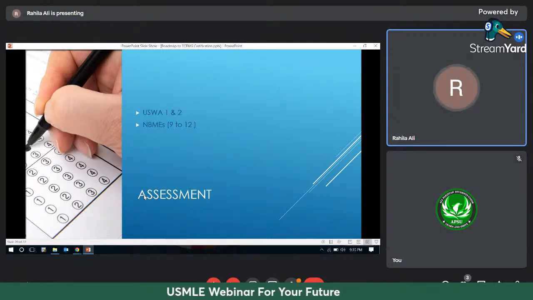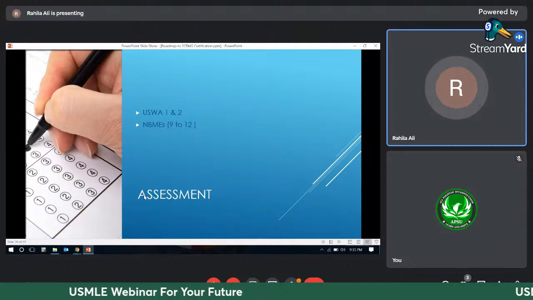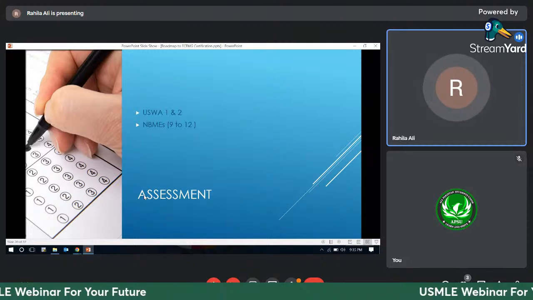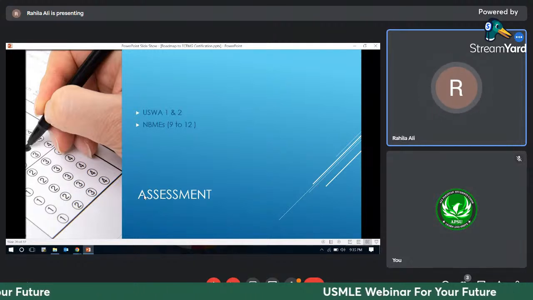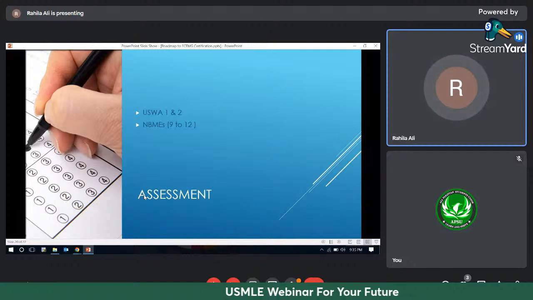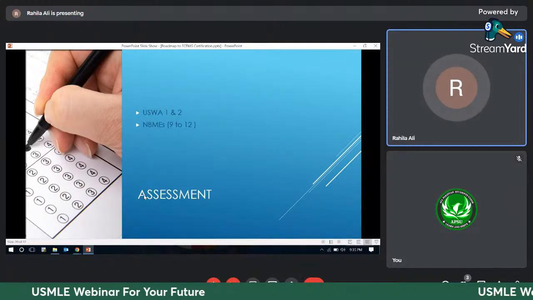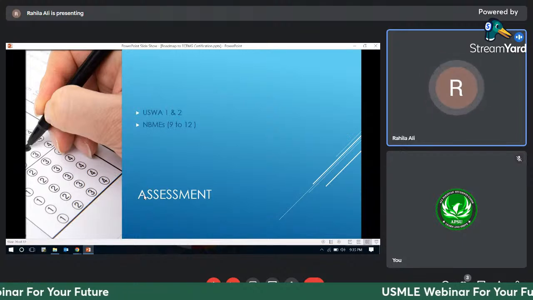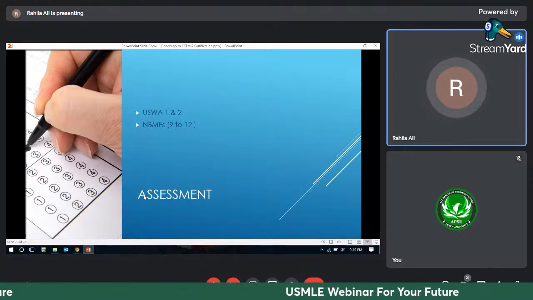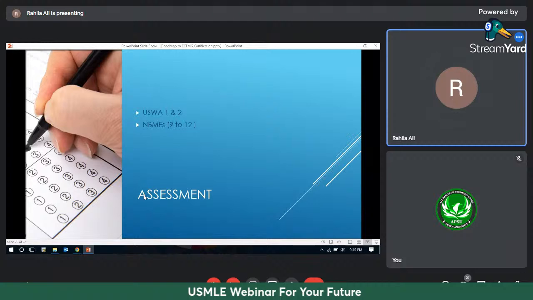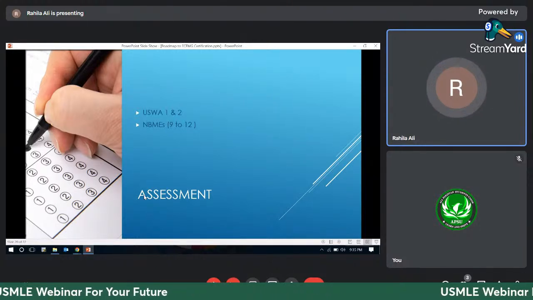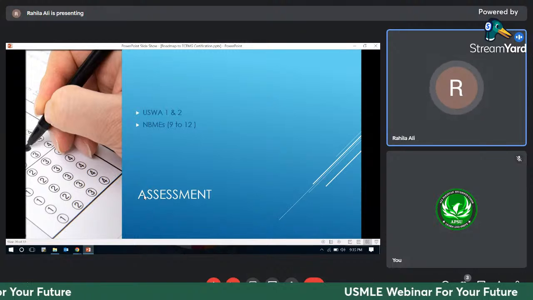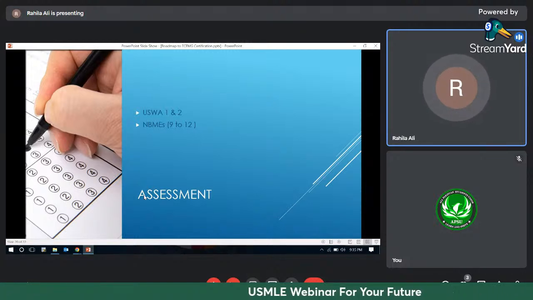Okay, for step 2, again, there are assessments: the UWorld self-assessments 1 and 2, and also the NBMEs. I think before, when I was giving my exam, there were only NBMEs 9 to 11. Now there is a new addition, so 9 to 12. So that's what you have to do once you are done with your preparation. Now you can take your assessments. And if you feel while taking assessments that you are lacking in some specific area, try focusing on those areas and keep revising those things.